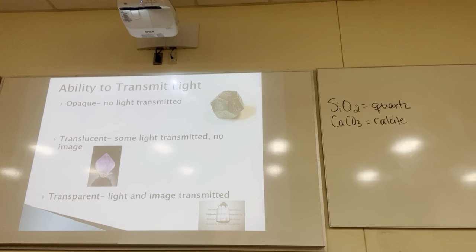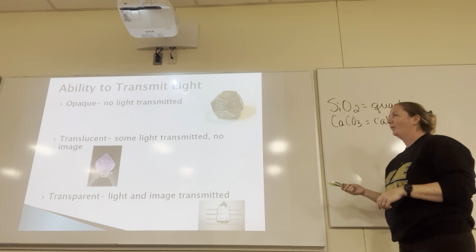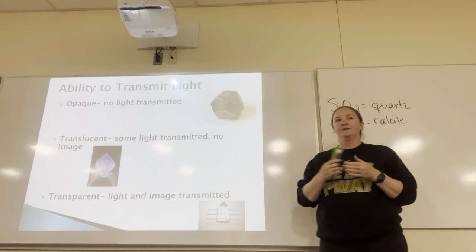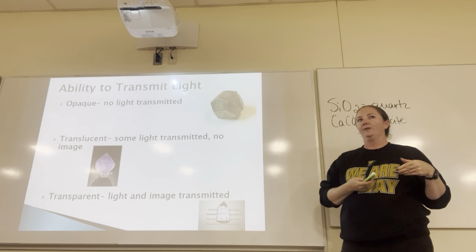Another thing we look at is the ability to transmit light. Now, these are two terms that I hear confused a lot, translucent and transparent. So if you want to jot down the definitions of those, you can use them appropriately. An opaque substance is not going to transmit any light. So it's not see-through at all, it's solid, you can't look through it.